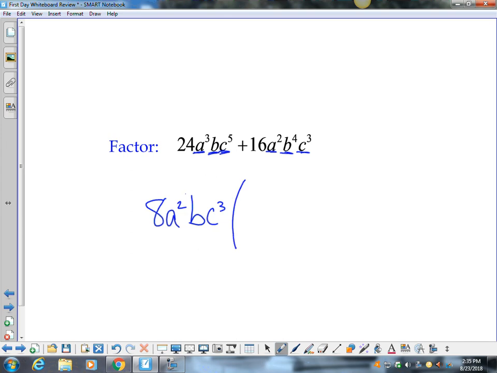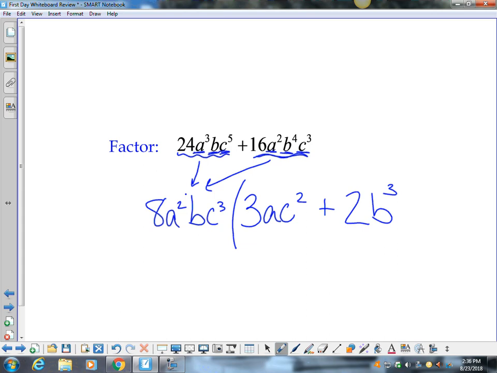So what I'm going to do is divide this term right here by that, and then write what I have left over. So that would be a 3, an A, no B's, and a C squared. And now I'm going to take this one and divide it by that, and that's going to give me a 2, no A's, a B cubed, and no C's. To check yourself, you should be able to multiply this back through and get the original problem.